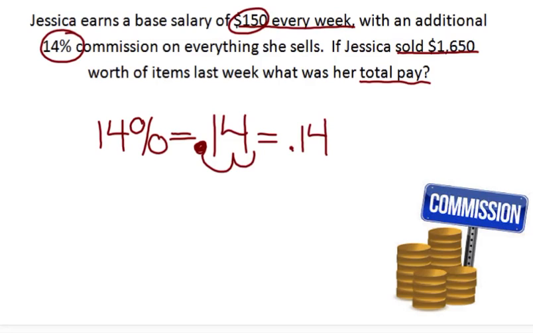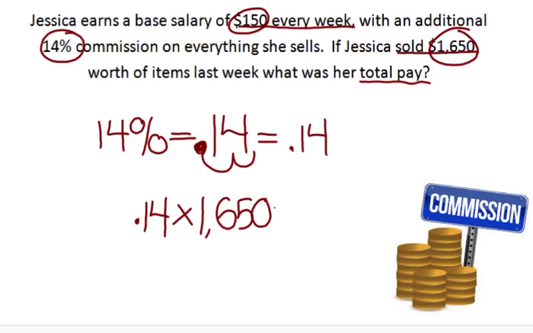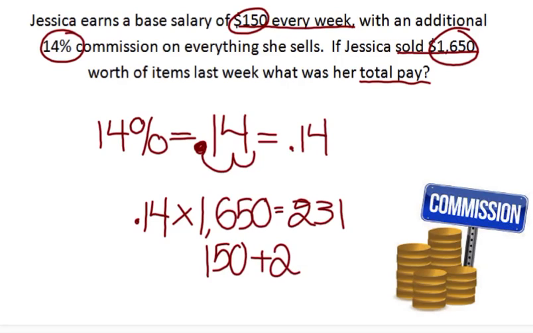Then you have to multiply 0.14 by the whole. 0.14 times 1,650, right up here, would equal 231. And finally, you have to add 150 to 231. And that would once again give you the value $381.